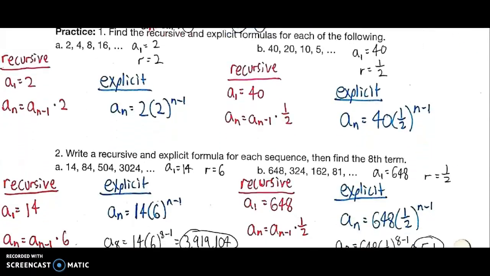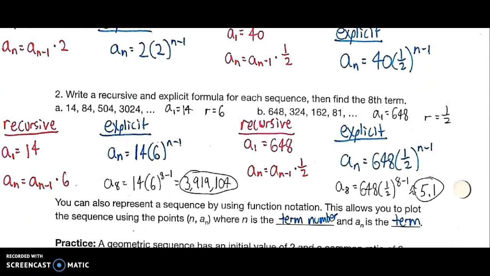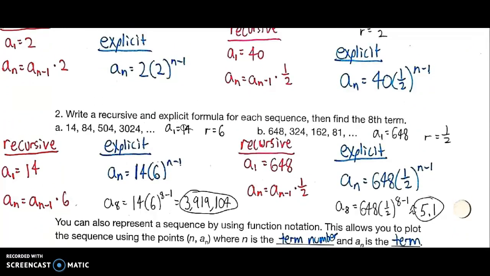So question 2 is also pretty similar, so let's see if we can run through these the same way. If we're trying to make a recursive and explicit formula for each sequence again, this time we just have one extra instruction, which is to find the 8th term. So just like our last couple questions, we want to keep track of, in this first sequence, where do we start? Looks like we start at 14 for our first value.